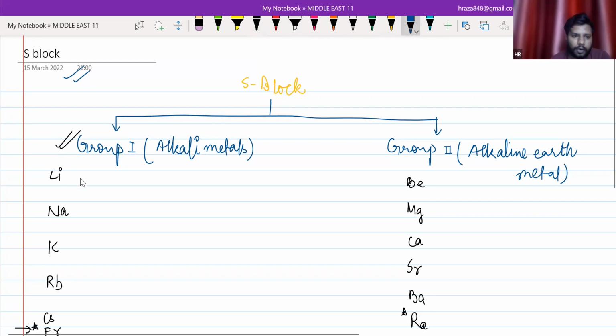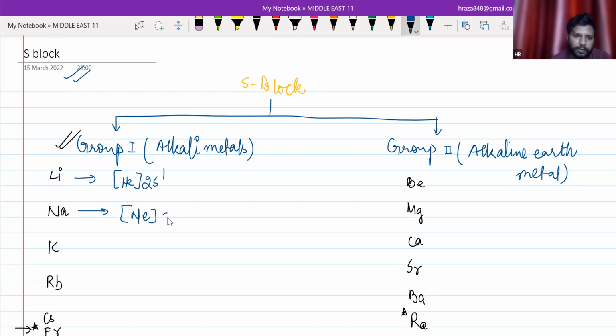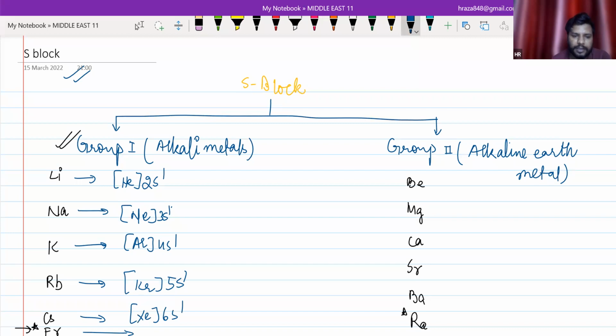Now going for the configuration, we can write lithium, helium 2s1. Here it will be neon 3s1. Potassium will be argon 4s1. In the same way, rubidium will be krypton 5s1. And then cesium will be xenon 6s1. And in the same way, francium will be radon 7s1.